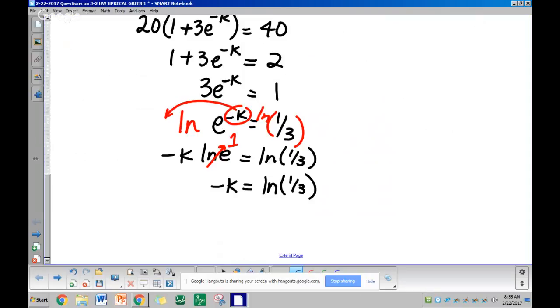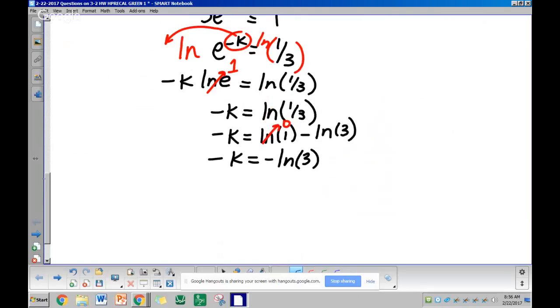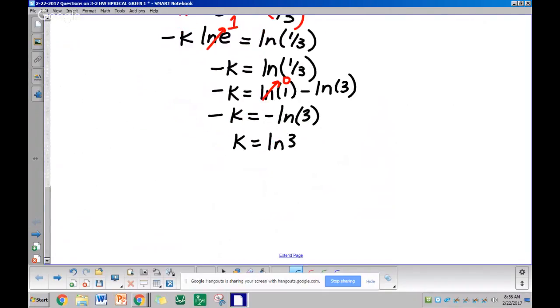You can expand this on the right, and you can say that this is the natural log of 1 minus the natural log of 3, right? Because using the properties of logs, if you divide, you are really subtracting. And the natural log of 1 is 0. And we say negative k equals negative ln of 3. Now k equals natural log of 3. All right, so now let's plug all our stuff together and we get f of x equals 40 over 1 plus 3 times e to the negative k, which is negative ln 3 times x.